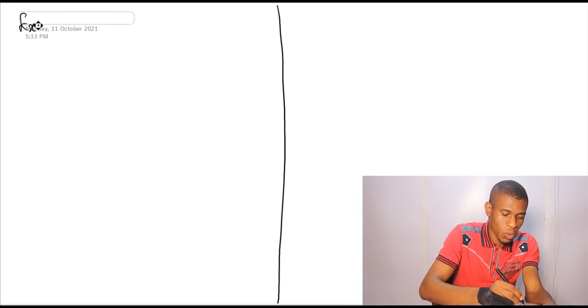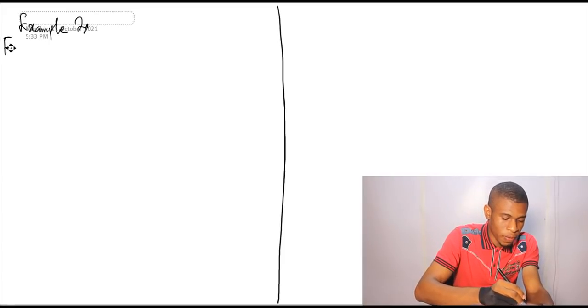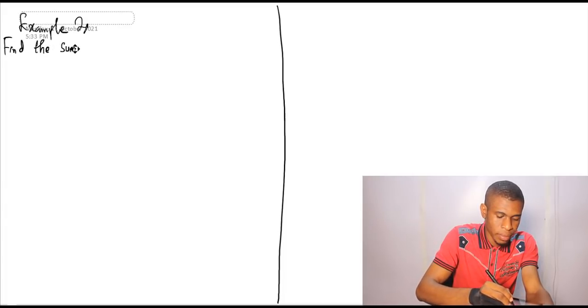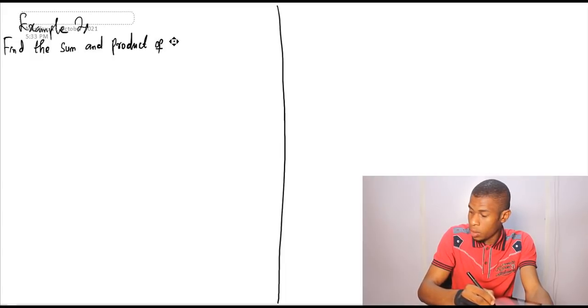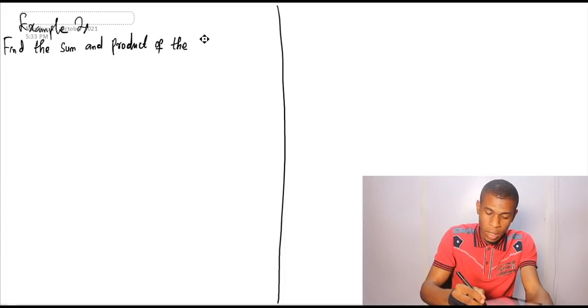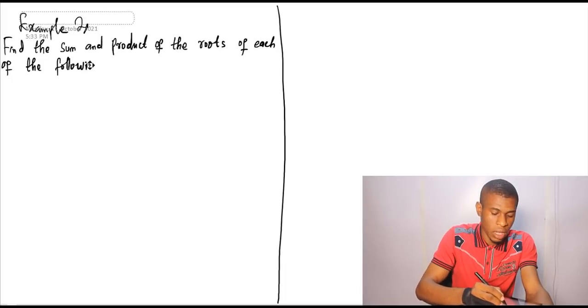Further example, which we call example 2. It says find the sum and the products of the roots of each of the following equations.